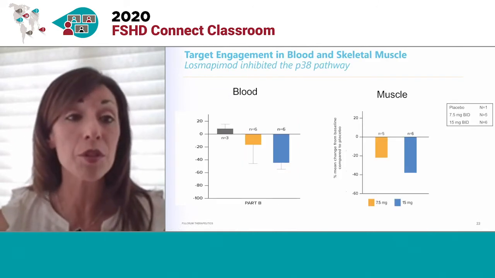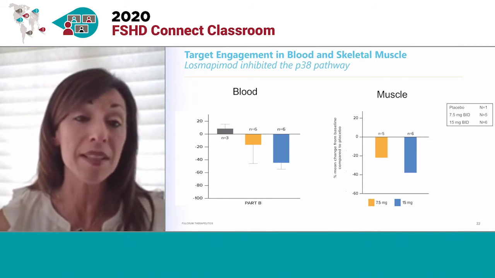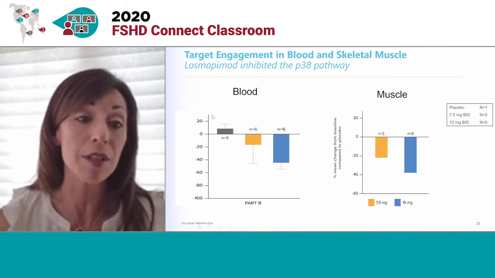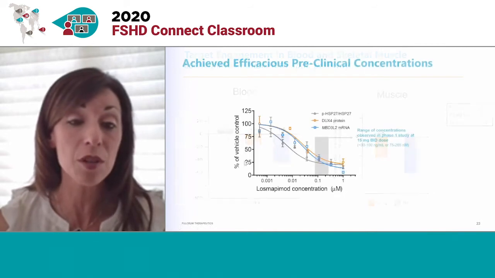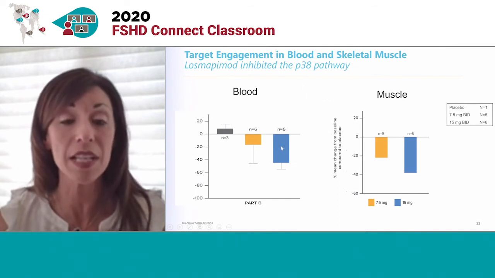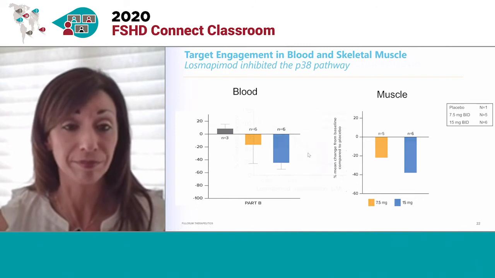We were also able to observe target engagement in blood and muscle, showing that losmapimod did in fact inhibit the P38 pathway. Here in blood, we show that there is also a dose-dependent inhibition of the P38 pathway. The orange is the 7.5 milligram dose, and the blue is the 15 milligram dose. And it is essentially similar in blood and in muscle.